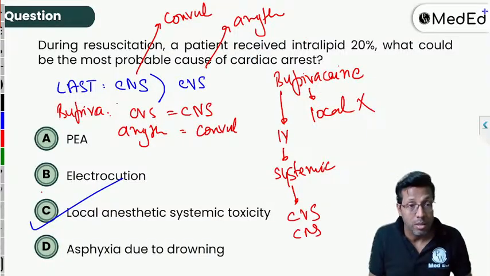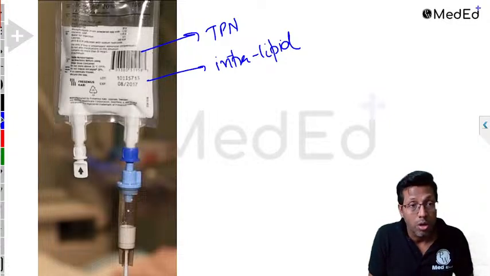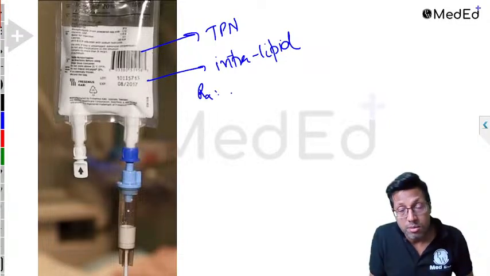So local anesthesia systemic toxicity, especially with bupivacaine, when you speak of the treatment, remember, you have to treat the convulsions, right? So you are supposed to use anticonvulsants and antiarrhythmics, no doubt about it.